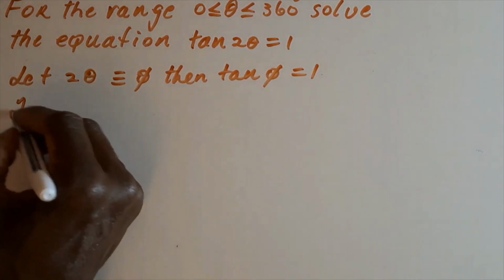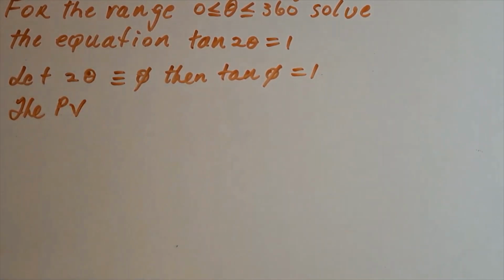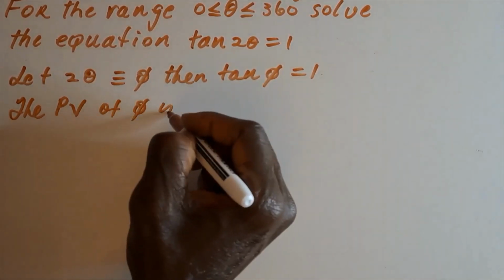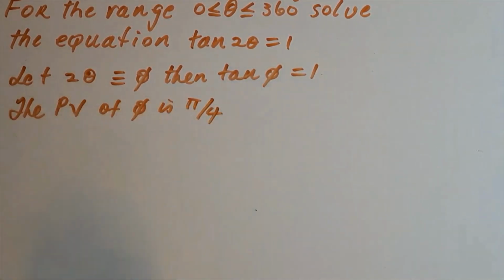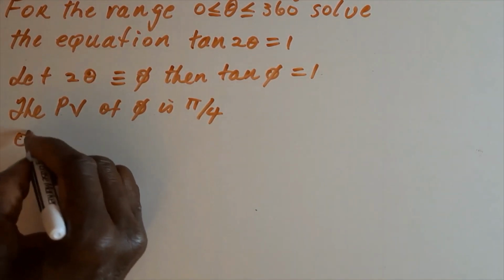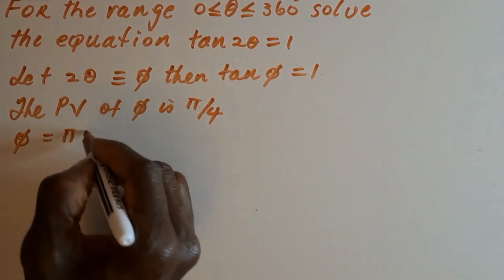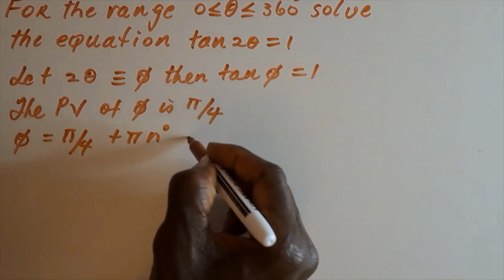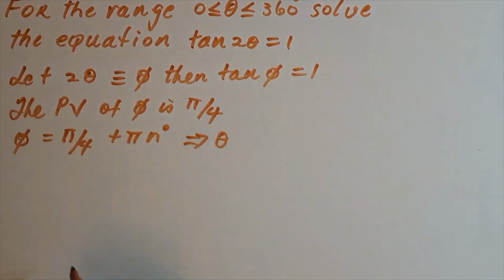Now the principal value of phi is pi over 4. So tan inverse of 1 is pi over 4, or 45 degrees. Now in terms of phi, our formula that we use is pi n degrees.